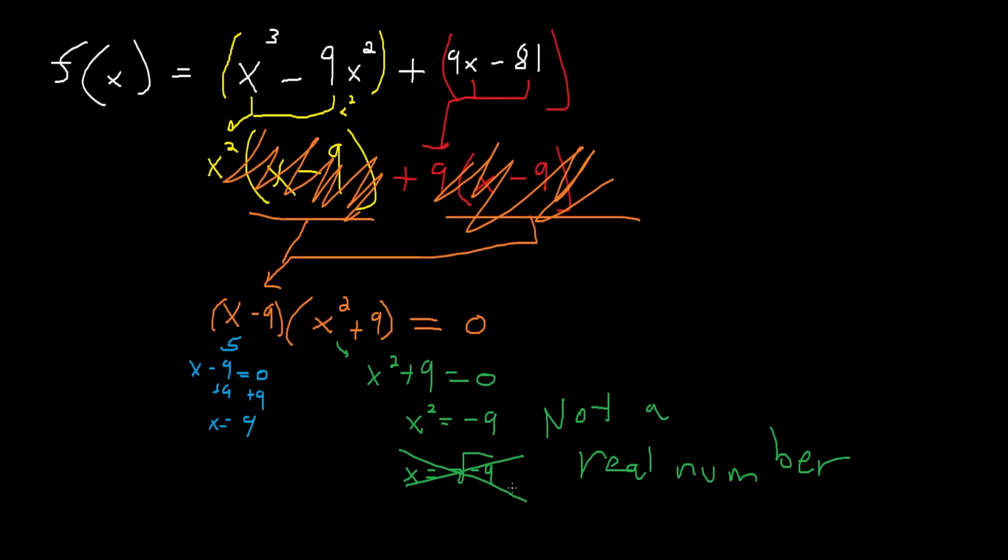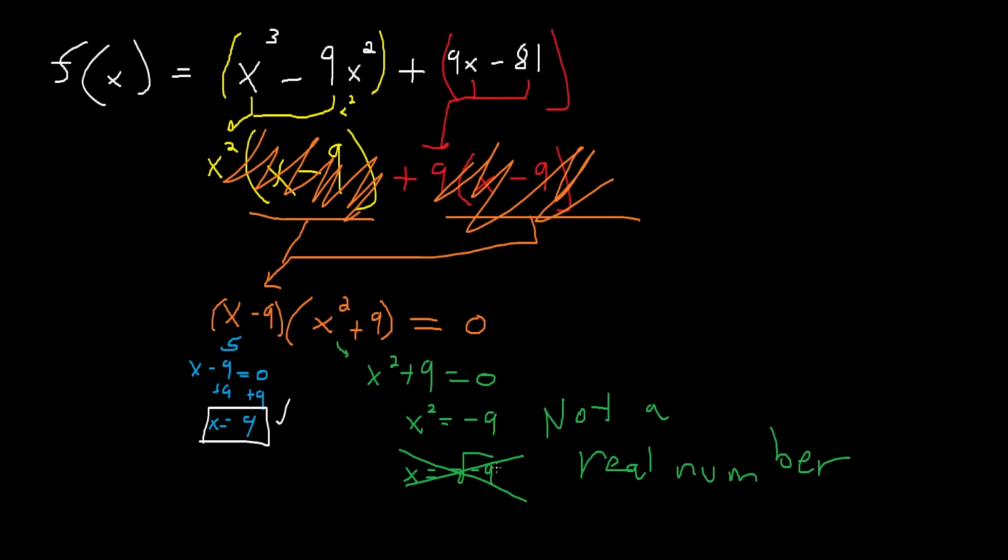And bam, just like that, we know that the only one we can get out of this is positive 9. Now, if this would have been x squared equals 9, well, then the square root would have been 3 and negative 3, and then we'd have negative 3, 3, and 9. But in this case, the only one that's working here is x equals 9. So we're going to say x equals 9 is our only 0.